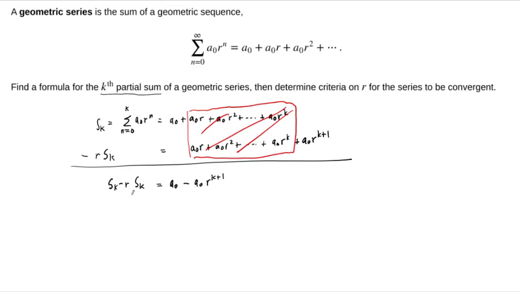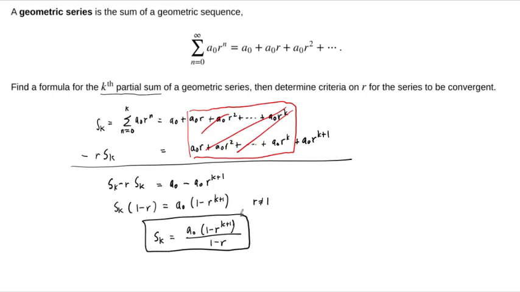Okay? And our job is to solve this for s sub k, so we can factor out s sub k on this side. And here we have 1 minus r left over. And on this side we can factor out our a0, and we're left with 1 minus r to the power k plus 1. And after some work here, we can just divide through by 1 minus r, as long as r is not 1. So here's our first criterion. If r is not 1, then we can divide through, and our partial sum becomes a0 times 1 minus r to the k plus 1, divided by 1 minus r. And so this is a formula for the kth partial sum of a geometric series.